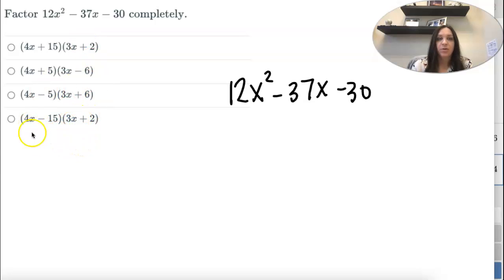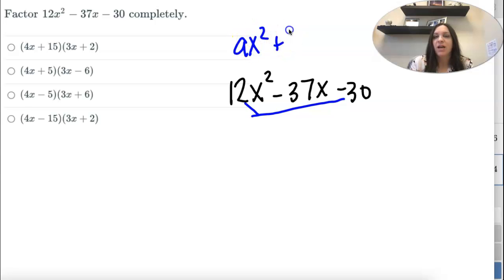So remember, if we were to multiply these out, we would get our answer. So I'm going to go slow and write out the steps. Your first step is to multiply a times c. What's a and c? Why did I say that? Remember our standard form of a quadratic equation. A is the number by x squared, b is the number by x, and c is the number by itself.